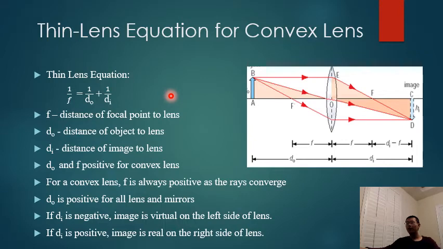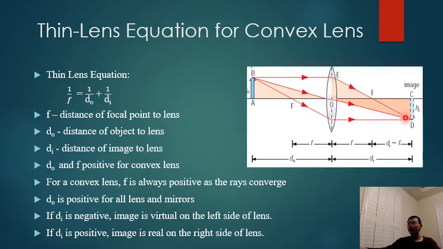Now, to find the image distance from the lens, we need to apply the thin lens equation. The thin lens equation can be written as this: 1 divided by f equals 1 divided by do plus 1 divided by di, where f is the distance from the focal point to the lens. Do is the distance of the object to the lens, and di is the distance from the image to the lens. Do and f are positive for convex lens.